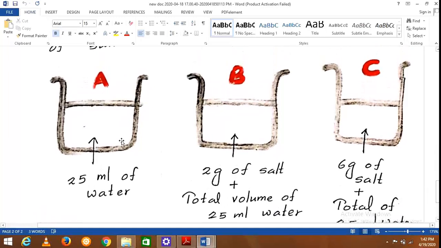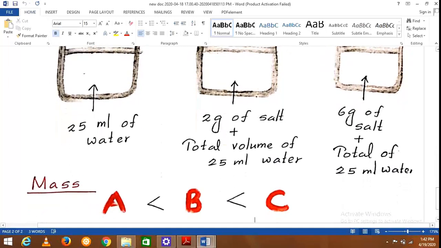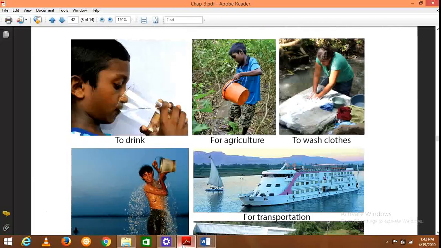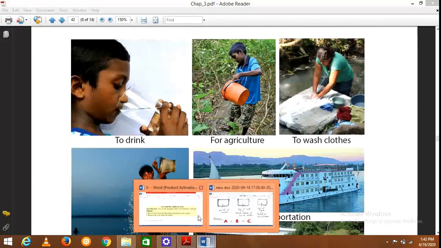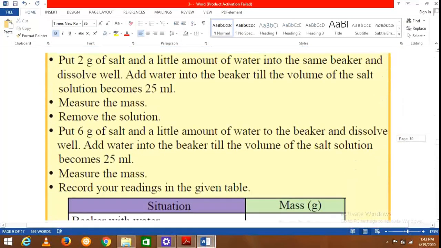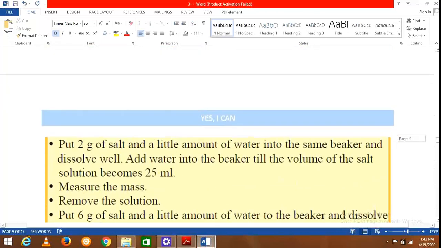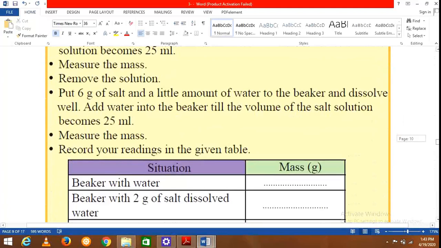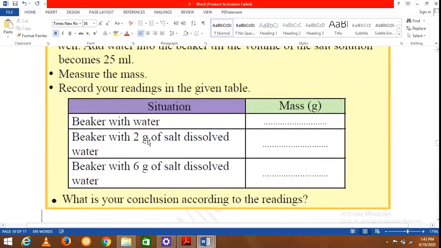So once you measure the mass of these 3 A, B and C setups, you can tabulate your data in this form. You can tabulate your data as in this table. Beaker with water, the mass, beaker with 2 grams of salt dissolved in water, what is the mass, and beaker with 6 grams of salt dissolved in water.